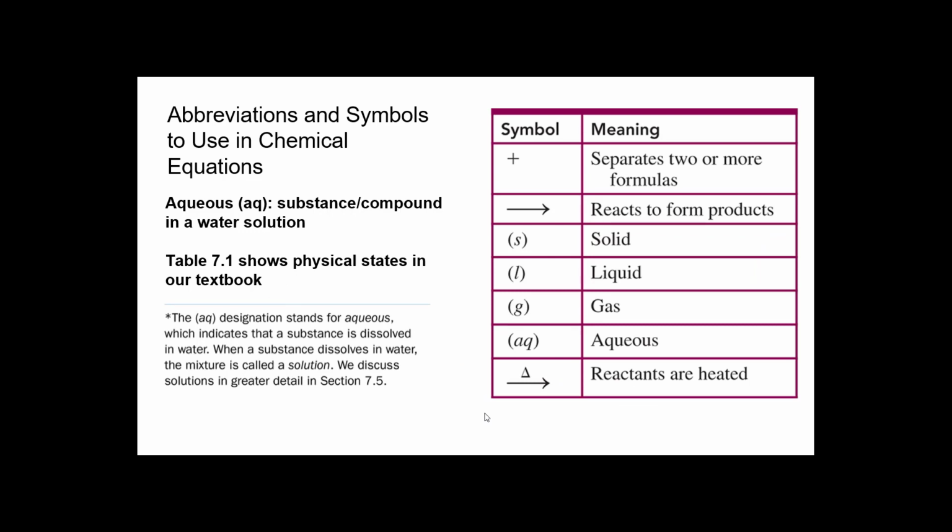The arrow, which we'll use, means that it reacts to form products. The S in parentheses means solid, the L in parentheses means liquid, the G in parentheses means gas, and the AQ means aqueous solution. This is a substance that is in water solution, aqueous. Again, we have HCl gas, and we have HCl that is an acid when it's aqueous. So all these physical states are very important. When you have a triangle on top, and you may not always have one, some things include it, some do not, it means the reactants are heated. So you can still be looking at a reactant that has heat, but you don't see the triangle on top.